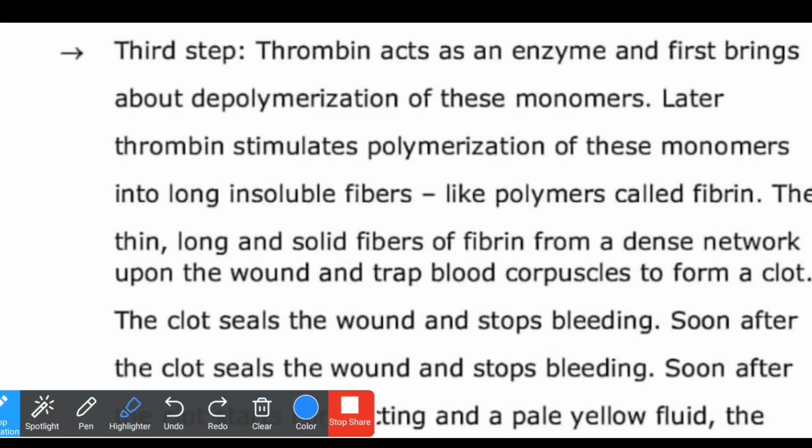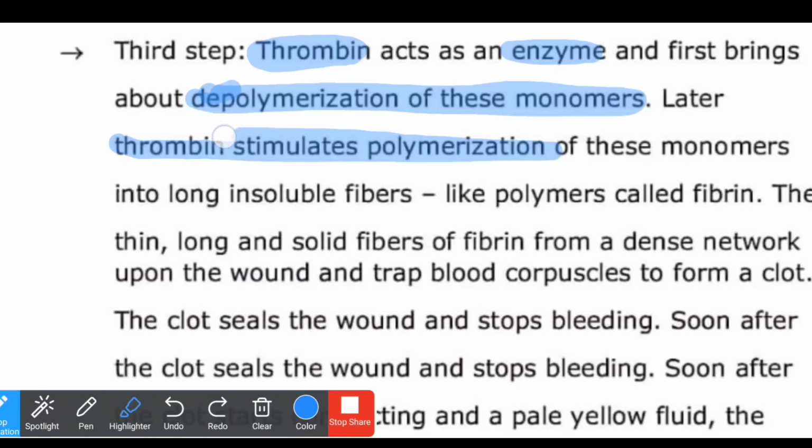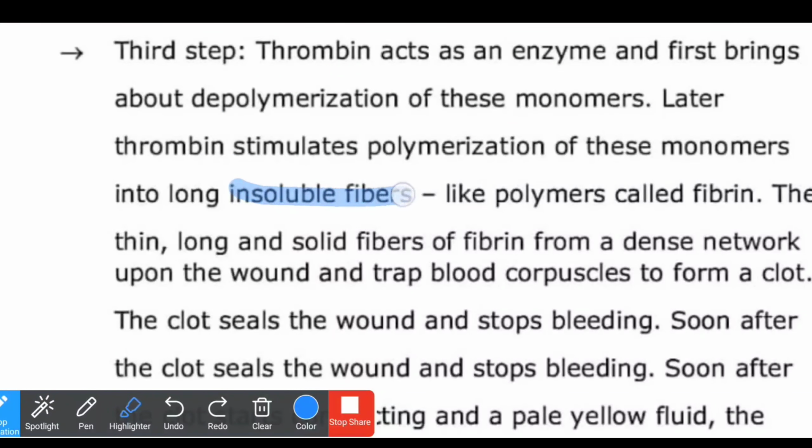Now the third step of blood clotting. What we have now is thrombin. Thrombin is acting as an enzyme, and first it is bringing about the depolymerization of these monomers. Later the thrombin is stimulating the polymerization of these monomers into long insoluble fibers called fibrin. Thrombin is just converting the fibrinogen into fibrin.